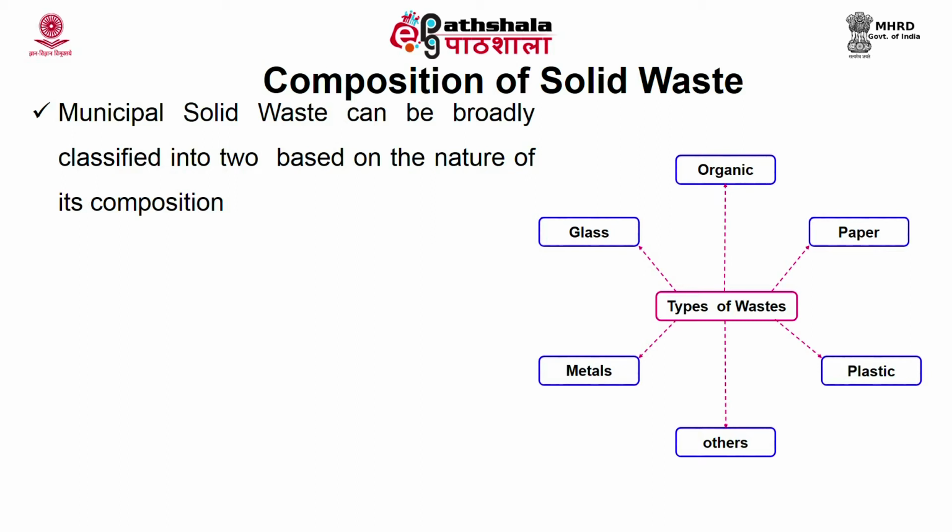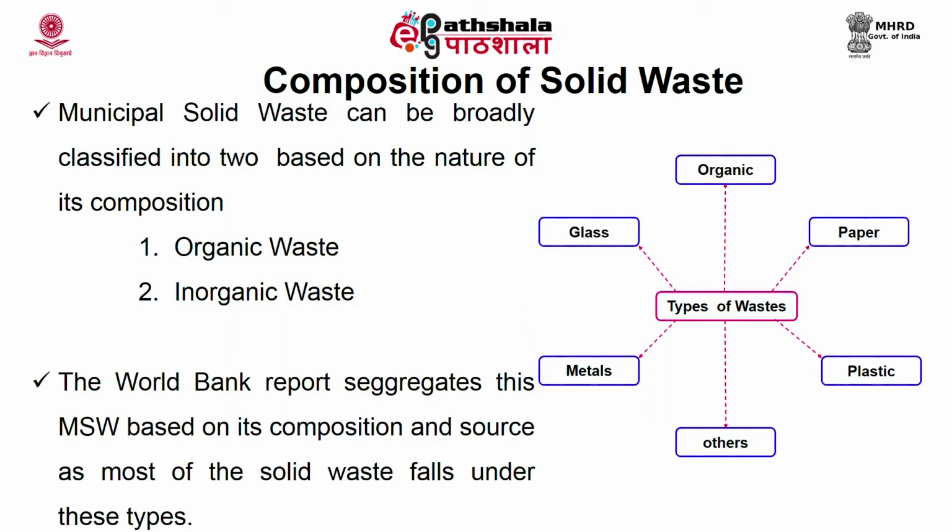Now, based on the composition of solid waste, municipal waste is categorized into 2 categories: organic waste and inorganic waste. Organic waste consists of organic components, for example fruit and vegetable peels and other food waste. Inorganic waste generates inert material at the end of combustion or burning. It includes glass, metals, paper, plastic, etc. According to the World Bank report, MSW is segregated based on its composition and source, because most of the waste falls under these types.